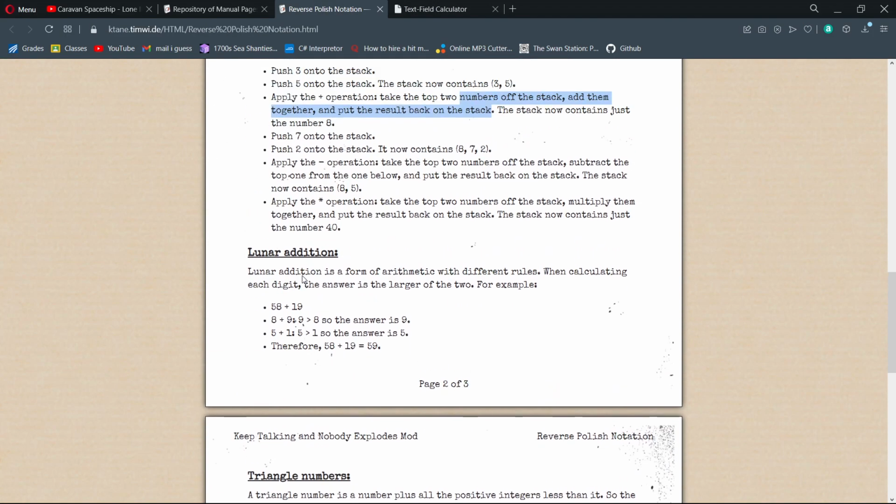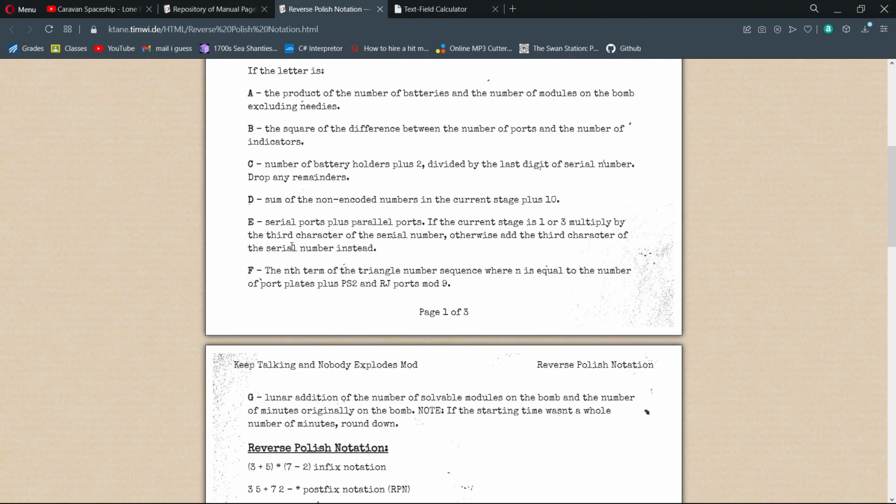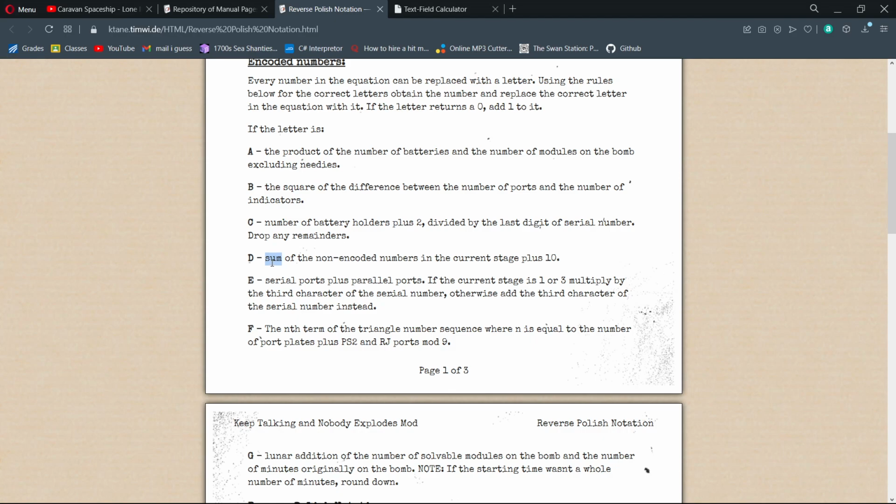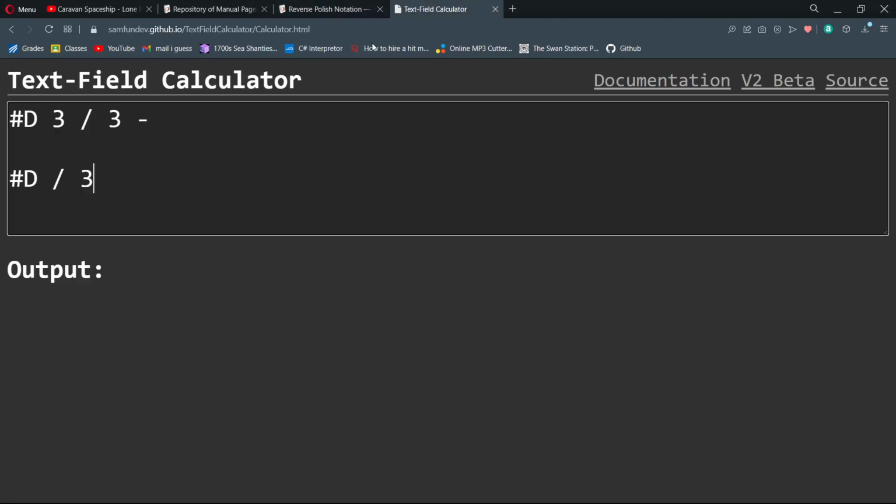And while I'm explaining this, I should actually get the actual numbers or representations of letters for the module. So D is the sum of non-encoded numbers in the current stage plus 10. So the total is 6, and 6 plus 10 is 16. So our current total, or D, is 16 for this stage.